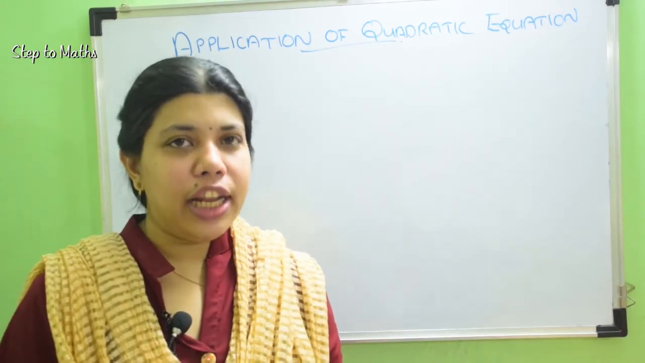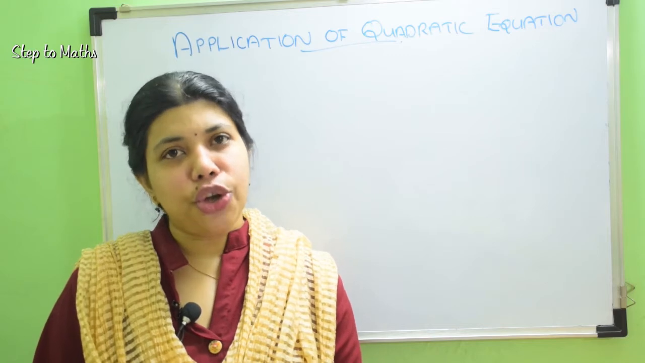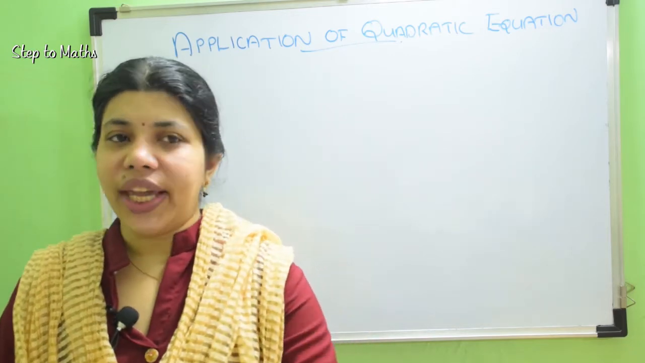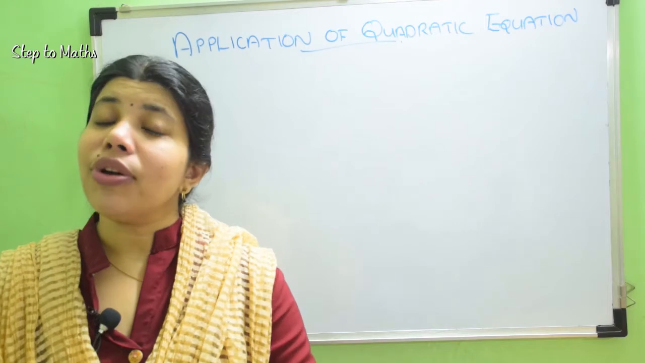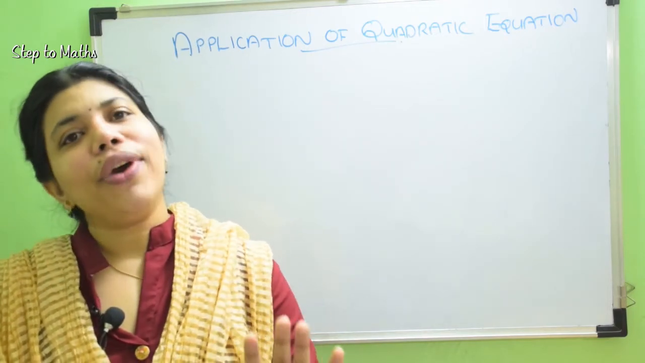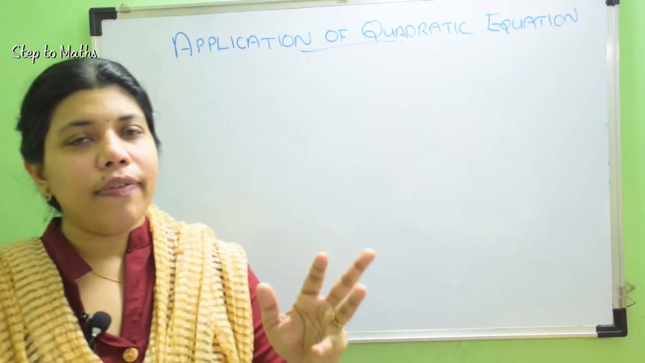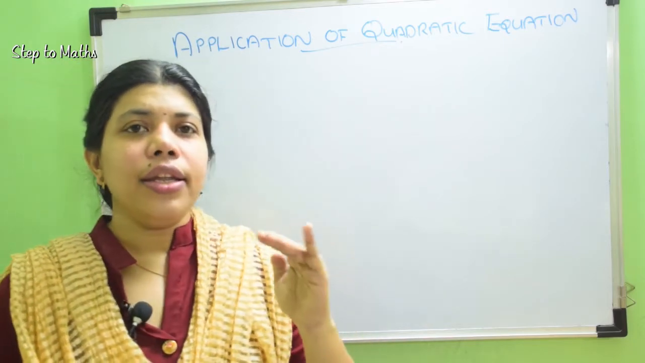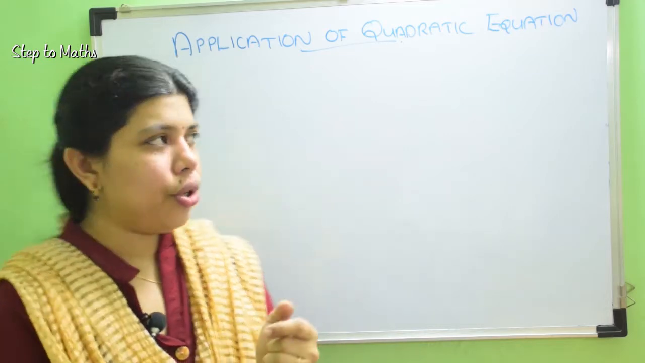Consider the next question. Vivek is older than Kishore by 5 years. The sum of the reciprocals of their ages is 1 by 6. Find their present ages. That is our question. Vivek and Kishore, and Vivek is 5 years older than Kishore.